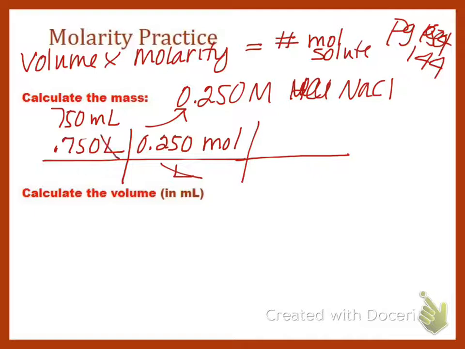So now I have crossed out liters, and now I'm in moles, and how do I get from moles to grams? How do I get moles to grams, Hayden? You said it earlier. Oh, molar mass. Molar mass, yes. So I need to multiply by the molar mass. And so the molar mass of sodium chloride is 58.44 grams per mole.